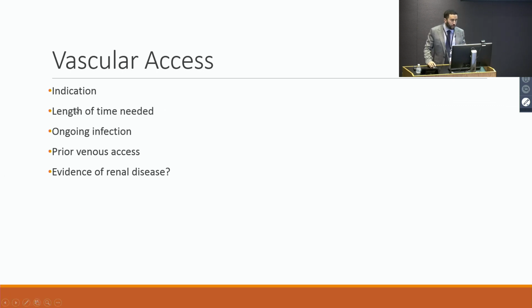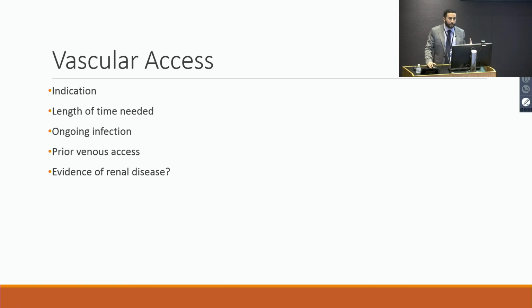So things that we like to know: what is it for? Why do they need this? How long do they need it? Do they have an infection? Because if they have an ongoing infection, I should not place an indwelling catheter with a cuff or a port in them, because that will become infected and they experience bad complications and we don't get reimbursed for that hospitalization. So it's something we try and avoid.